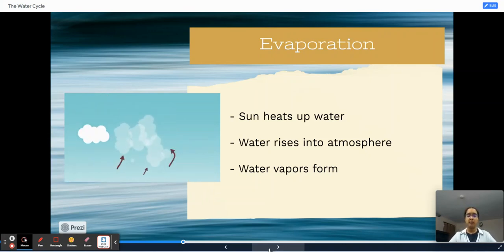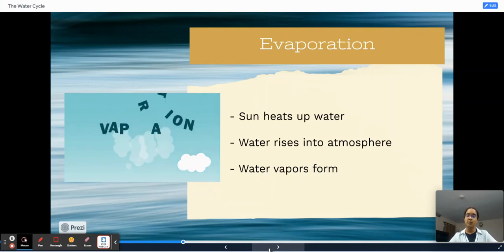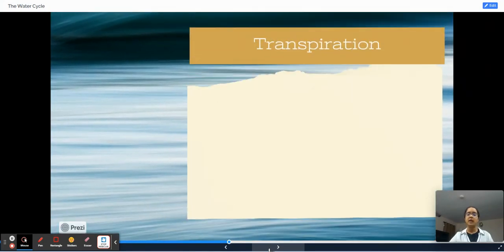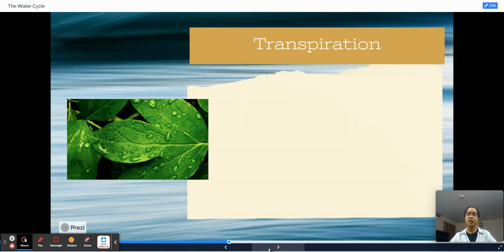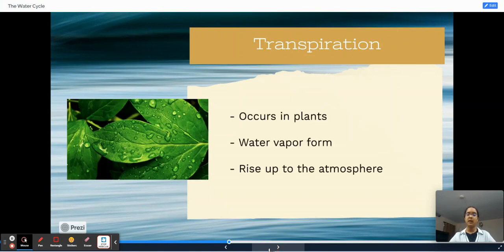The process of evaporation is actually very similar to the second step in the water cycle, transpiration. Here, our focus shifts from bodies of water to plants. Transpiration is the process in which plants lose water in forms of water vapors and rise into the atmosphere. Now we have so much water rising into the air.